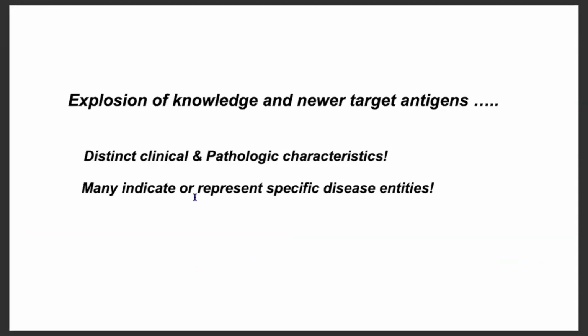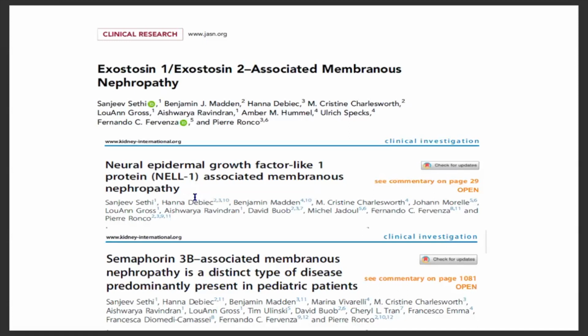Now, what happened beyond this, probably in the last 5 to 6 years, is an explosion of knowledge in this area, to the extent that almost every 6 to 7 months, a new antigen is being described. That has helped a lot in understanding the whole disease process. So now we know that a large number of antigens have been described, including exostosin 1, exostosin 2, and NELL1, about which I'll talk in greater detail because it's a very, very important antigen.